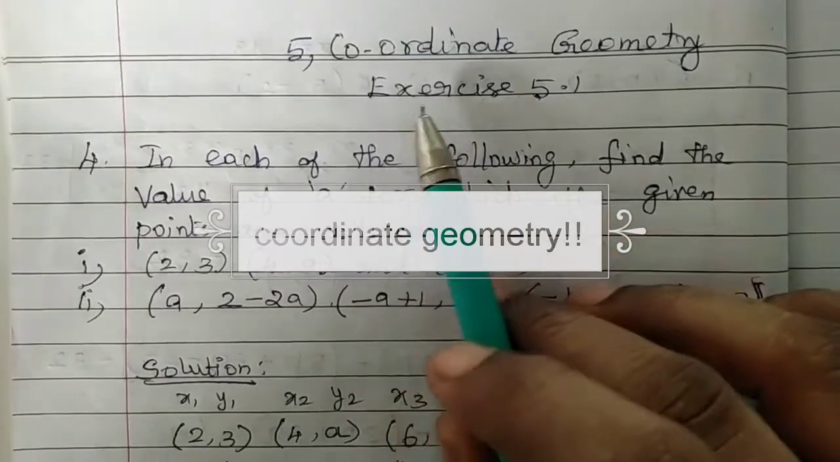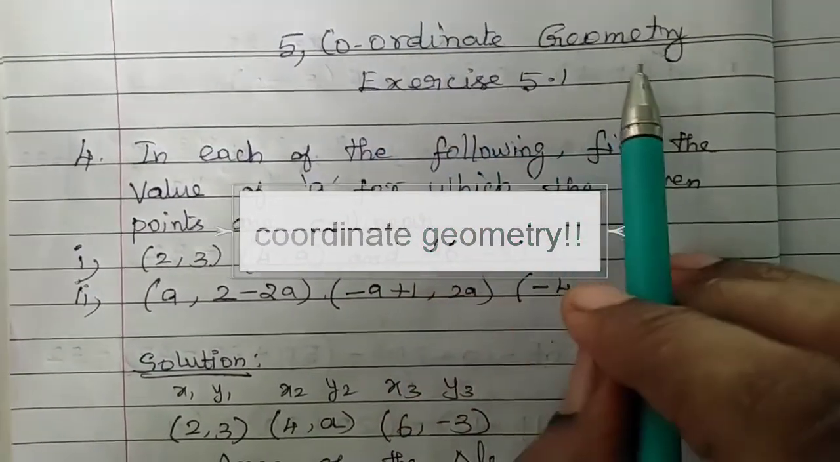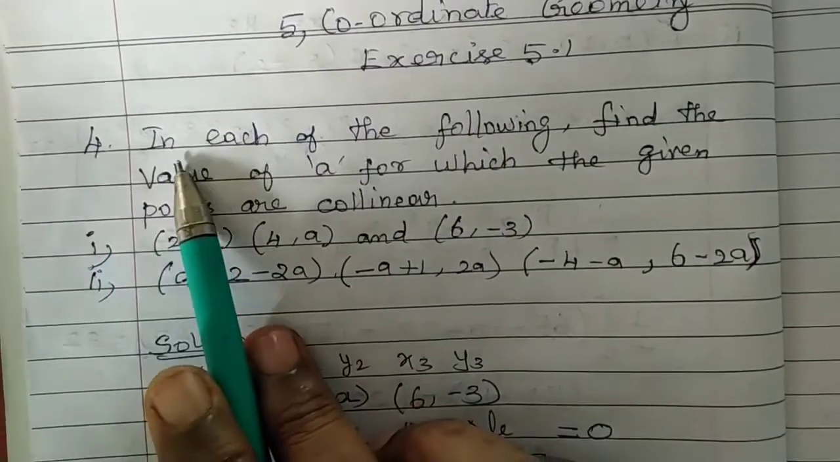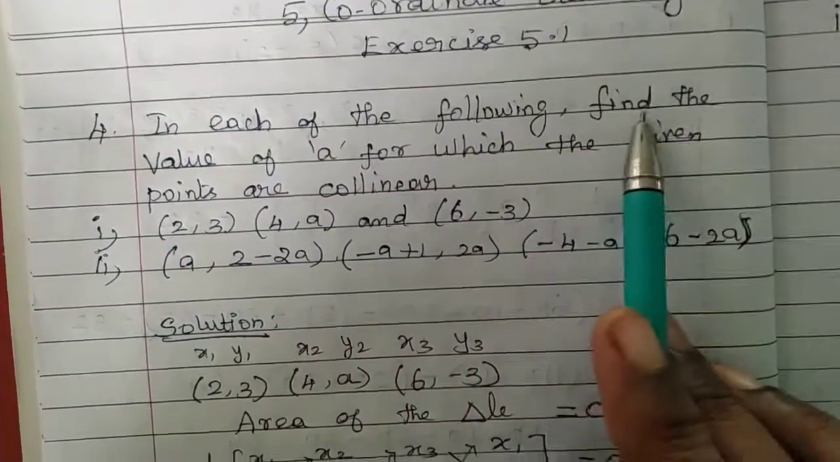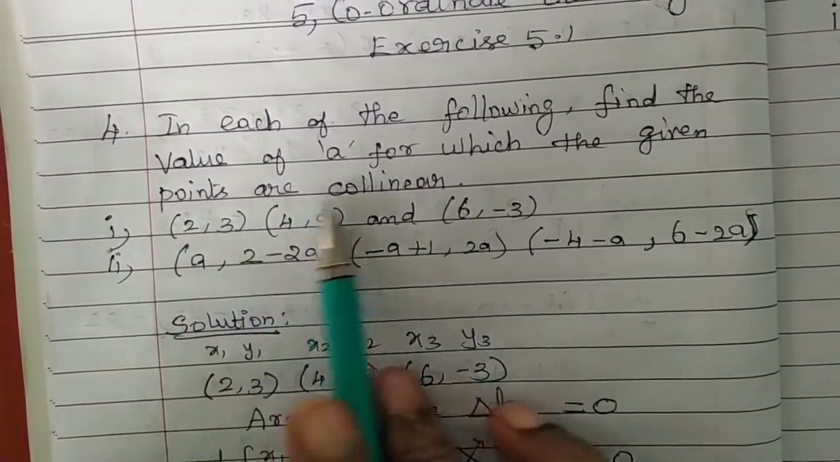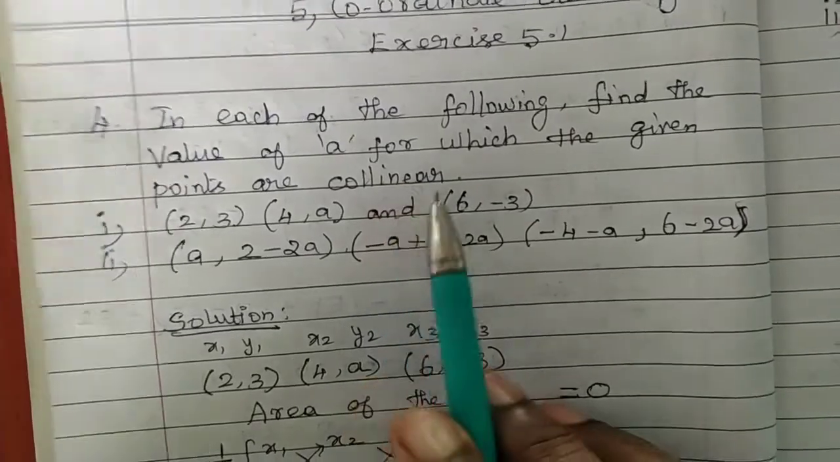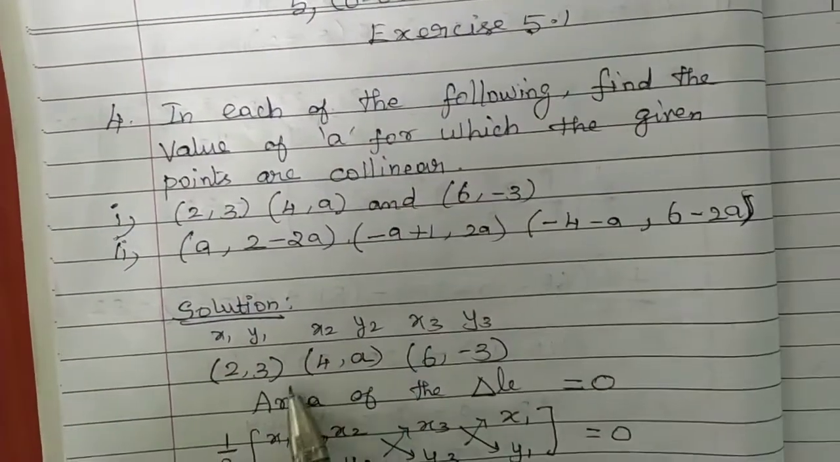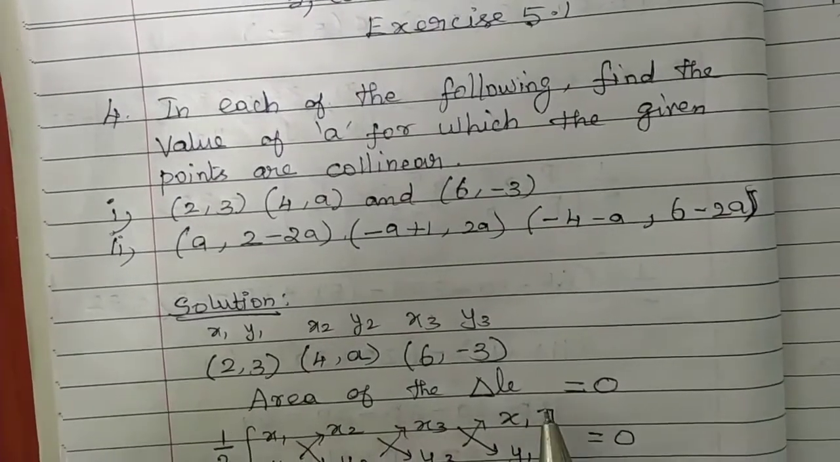Hi students, 5th chapter coordinate geometry, exercise 5.1, 4th sum. In each of the following, find the value of a for which the given points are collinear. Already we know the given points are collinear, then the area of the triangle equals 0.